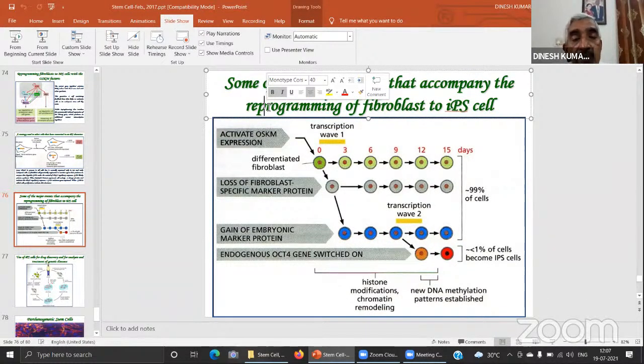Its name is stem cell because the word stem is used in plants for holding the whole plant. Here, these stem cells are maintaining the whole body, so they are called stem cells. So this is all about the stem cell. If you have any question, you can ask.